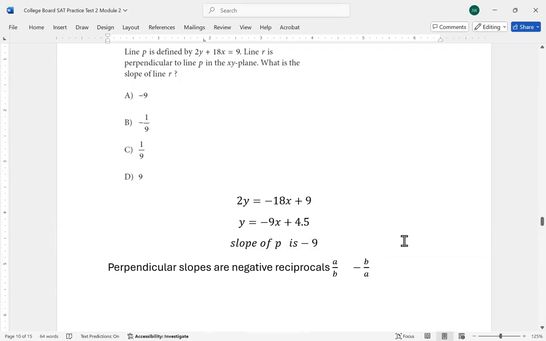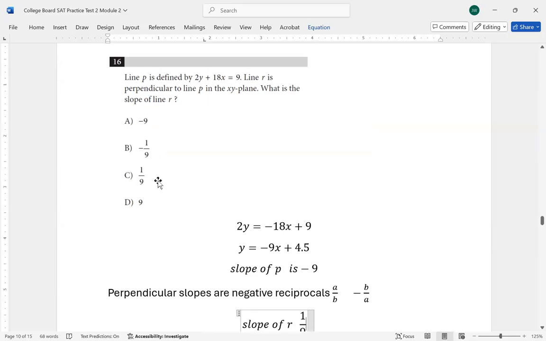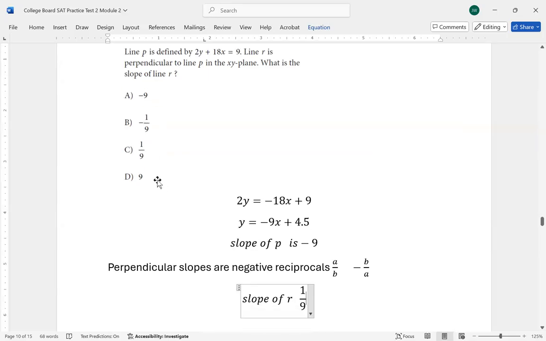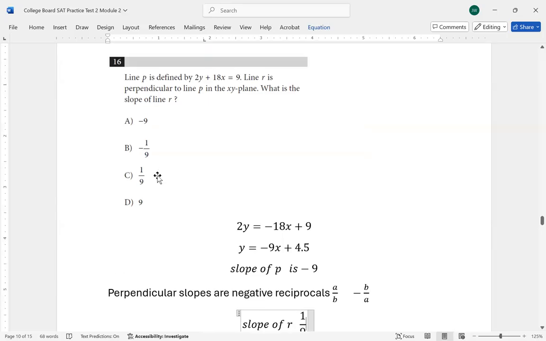and therefore the slope of line R is going to be the negative reciprocal of negative 9, which is a positive 1/9. And that's option C. Therefore, option C is the answer to question 16, 1/9.